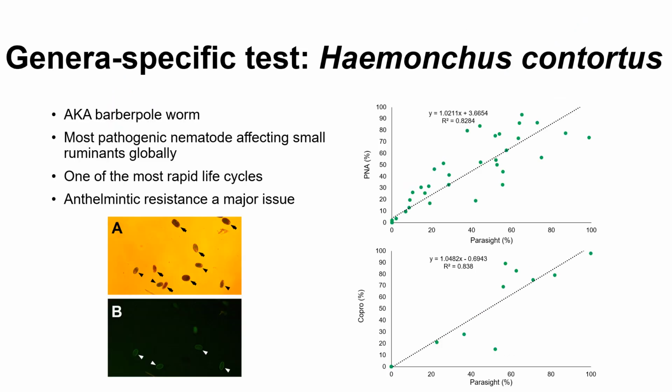In addition, we have also developed a genera-specific test for Haemonchus contortus, or the barber pole worm, a highly pathogenic nematode affecting small ruminants globally. This parasite has a rapid life cycle, and this combined with pathogenicity led to a heavy treatment regimen and thus the rapid development of resistance.